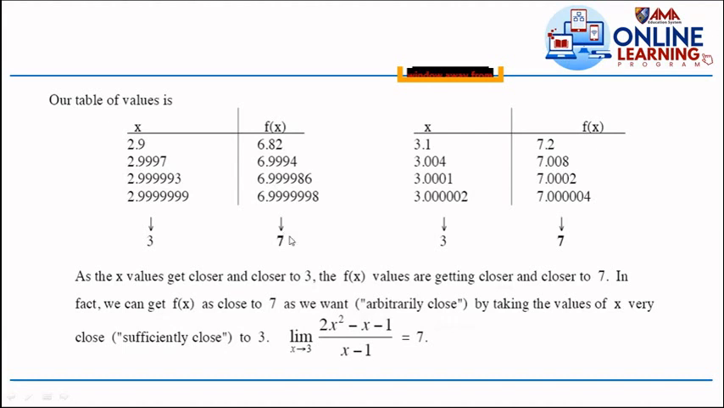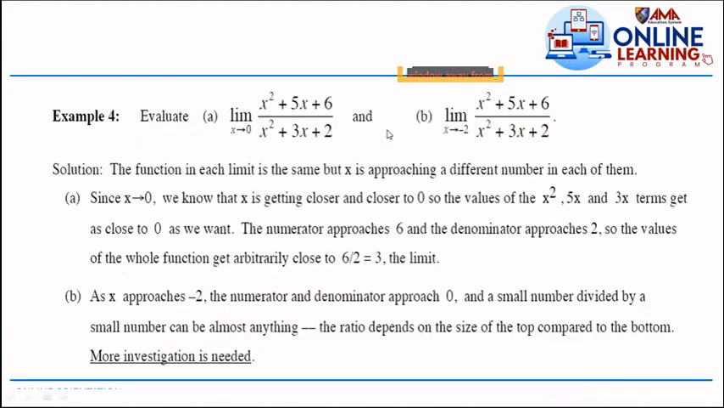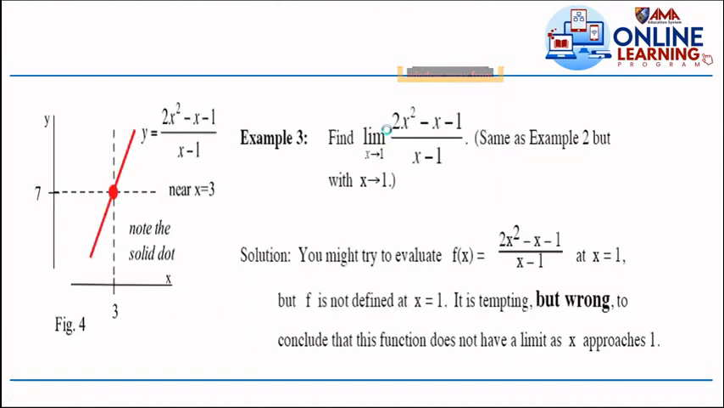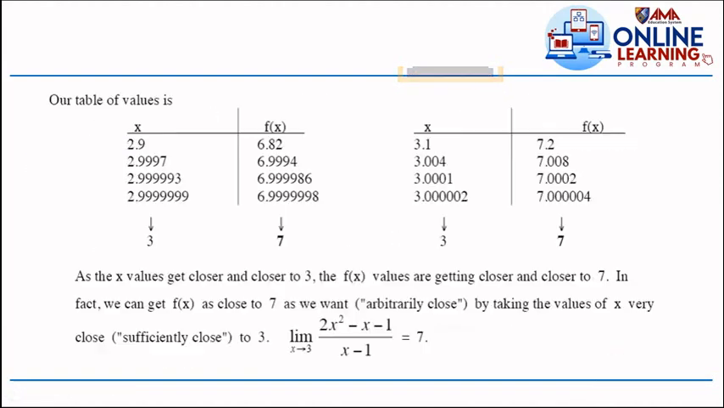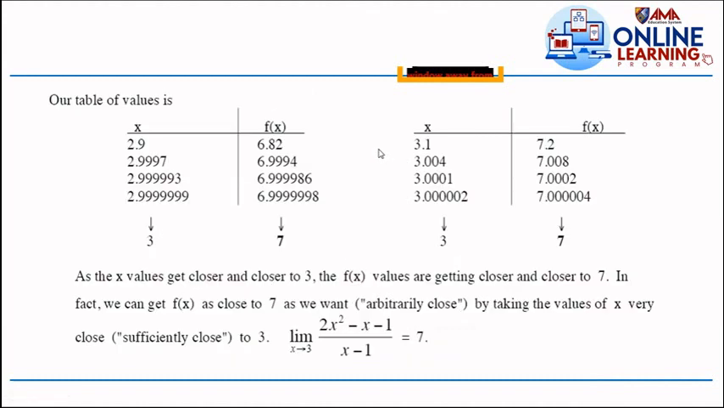Okay? So the same procedure with your right values. We have 3.1. Okay? 3.1 squared. So 3.1 squared multiplied by 2 minus 3.1 minus 1 divided by 3.1 minus 1. So the answer is 7.2. So the same procedure hanggang dito.